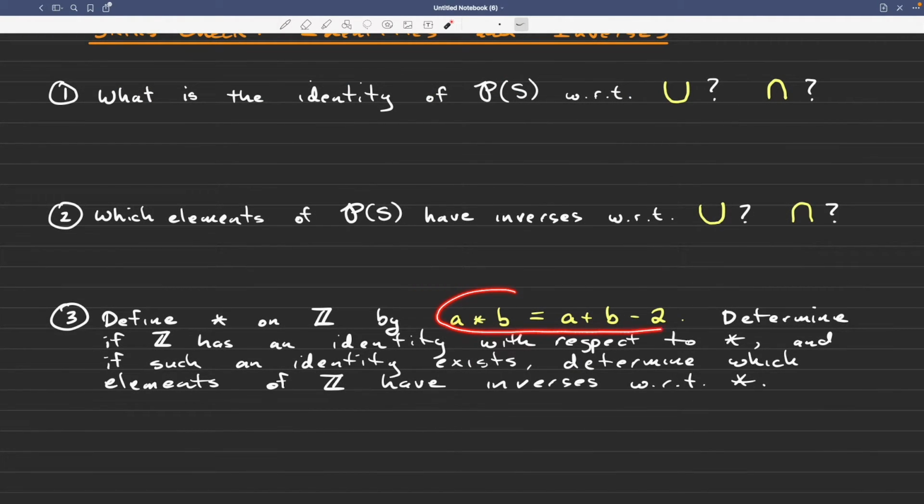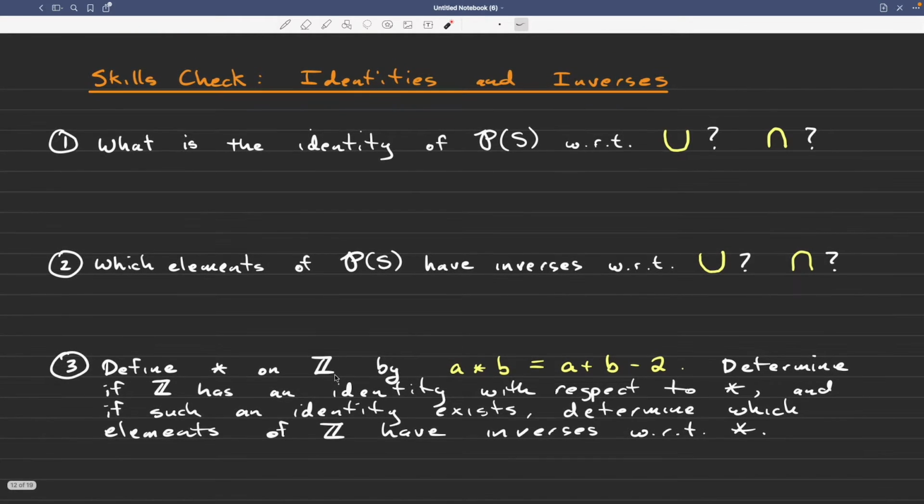And then number 3 is similar to the example that we just got through working. I'm giving you this sort of contrived binary operation on the integers, and I want you to determine if it has an identity, and if it does have an identity, I want you to figure out which elements have inverses. If it does not have an identity, you don't have to bother with the question about inverses, because the question doesn't make any sense if you don't have an identity. So press pause on the video and try your hand at these problems, and when you're done, unpause and we'll work them out together.